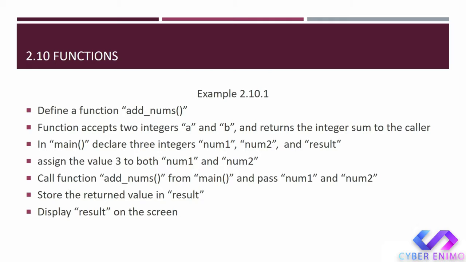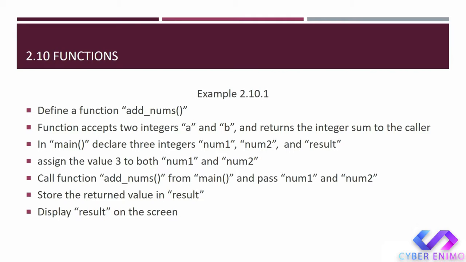Let's do an example. This is example 2.10.1. In this example, let's define a function, and let's call this function add_nums. This function should accept two integers, a and b. This function should also return an integer, which is the sum of a and b, to the caller.